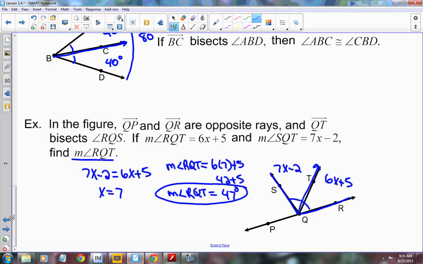And notice I put the little m in front of the angle because I'm talking about what its measure is. Okay, everybody see what I did there? Everybody got that written down? Because I want to show you something else we don't have to erase. Any questions on what I did there? Yes.